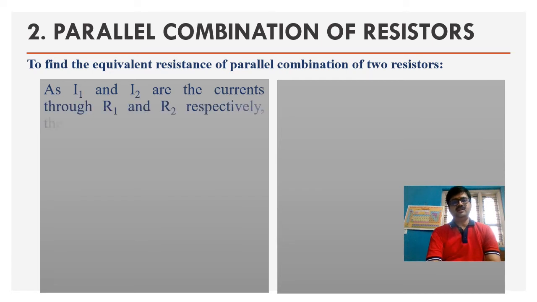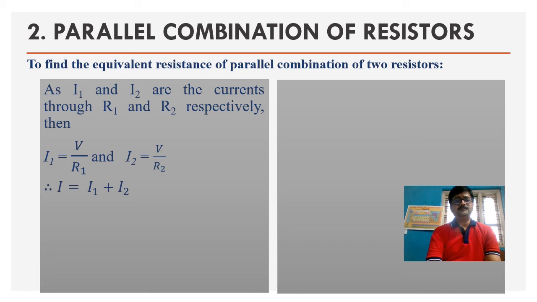Now let's move to the derivation here. As I1 and I2 are the currents flowing through R1 and R2 respectively, then accordingly I1 will become equal to V by R1, I2 is equal to V by R2. Are we okay with this? This is according to Ohm's law, my friends. V is equal to IR. That means I is equal to V divided by R. So accordingly, I1 equal to V by R1 and I2 equal to V by R2.